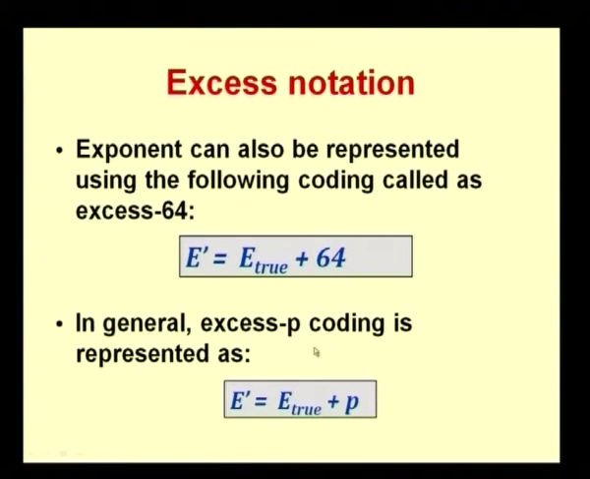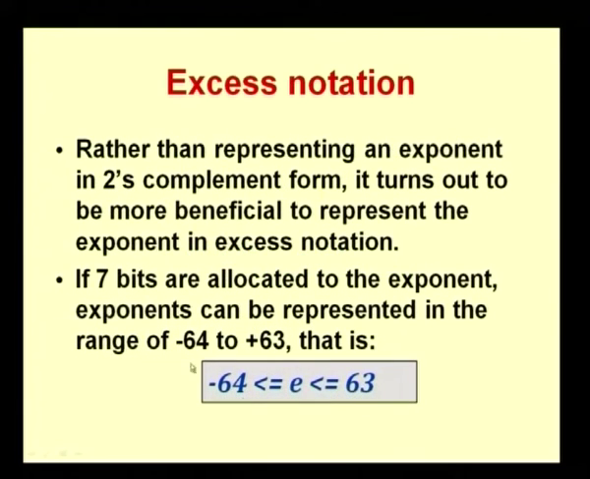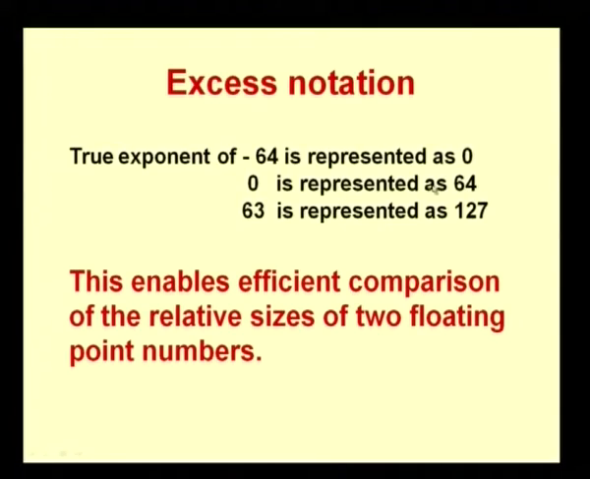So, in general any excess p coding is represented as E dash is equal to E true plus p, whatever be the value of p. In this case, the advantage of choosing an excess 64 representation is that minus 64 will become minus 64 plus 64, which is 0. 0 will be represented as 64 and 63 will be represented as 127. So, what happens now? All our exponent values become positive numbers.